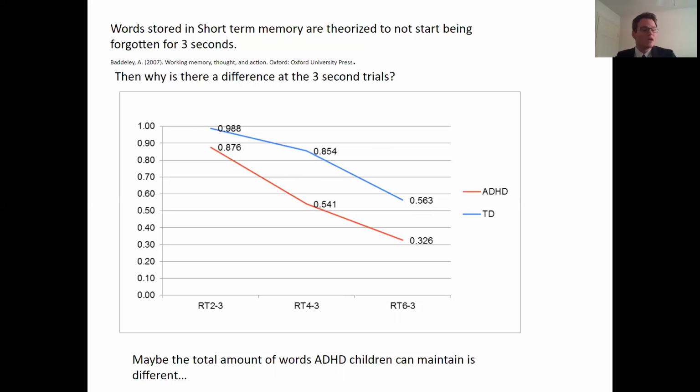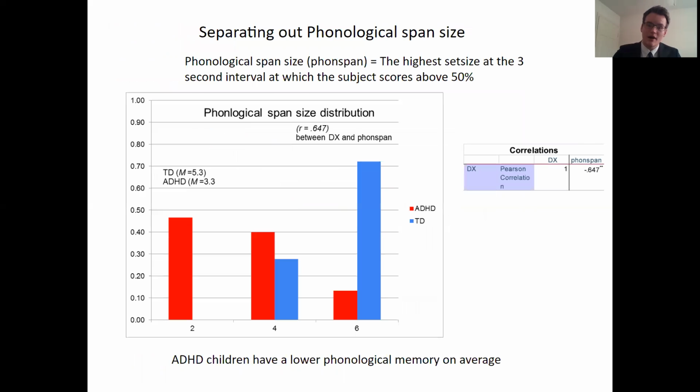And so this made me think that maybe the differences in the score after 3 seconds is possibly because ADHD kids just can't hold the same amount of information as TD kids. That would lead to a disparity in the score. So what I wanted to do next is kind of parse that out. So I wanted to look now at their total phonological short-term memory span size, or their total capacity for word-based information. So how I did this is at the 3-second interval, they shouldn't have lost any information.